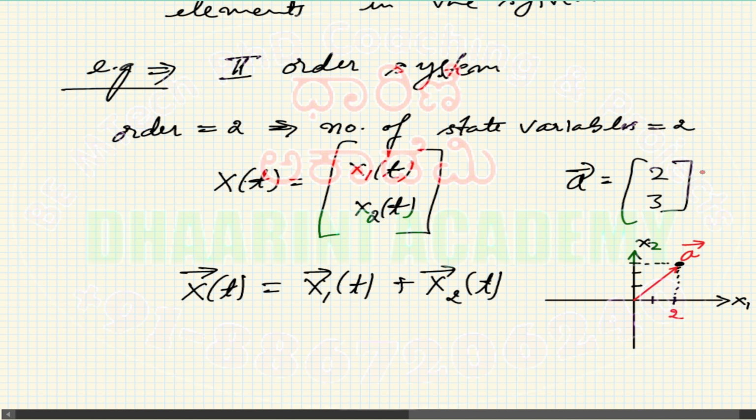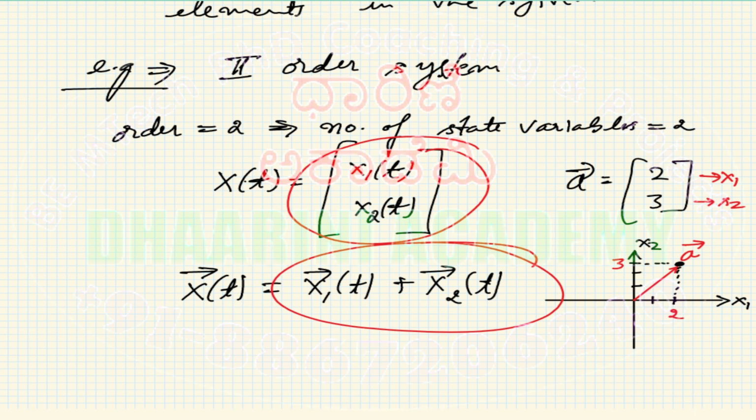So this 2 corresponds to the first, and this is for the second, x2. So it means you are adding: 2 units along the x-axis, in a sense the horizontal axis, and 3 units along the vertical axis to reach vector A. So that's the representation. If I write x1, x2 here, it actually means this.